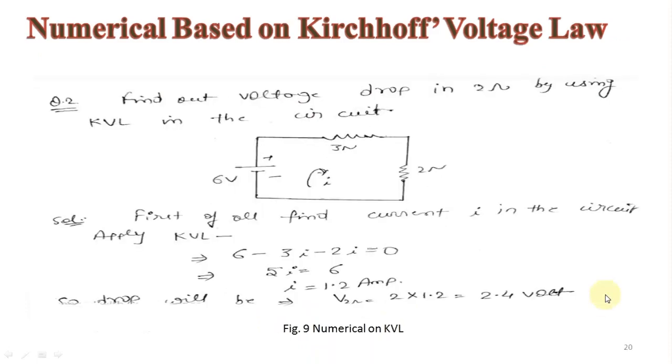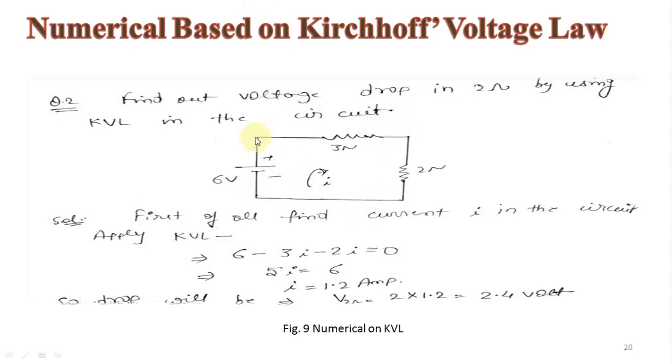Okay, so we move on to the second numerical problem of the given circuit. In the given circuit we find the voltage drop across the 2 ohm resistor. As we know, the formula for voltage drop is V is equal to I into R. This is a series circuit, and in a series circuit the current remains the same.